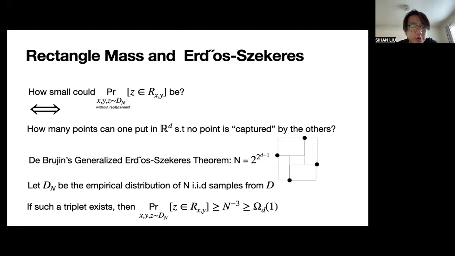Note that to draw 3 samples from a distribution is equivalent to first drawing a sample set S consisting of n independent samples from the distribution, and then selecting 3 distinct points from the sample set S. By de Bruijn's theorem, there must exist a triplet X, Y, Z such that Z is included by the rectangle formed by X and Y. Note that this triplet is selected with probability at least 1 over n cubed, and this holds for any sample set S. Therefore, the overall probability is then lower bounded by 1 over n cubed as well, which is some function that depends only on d.